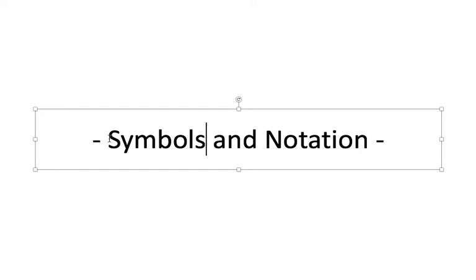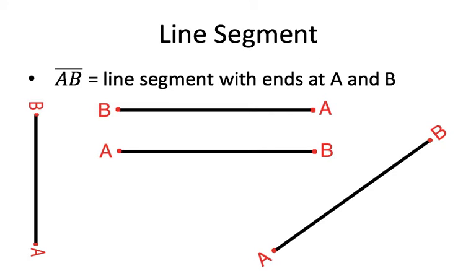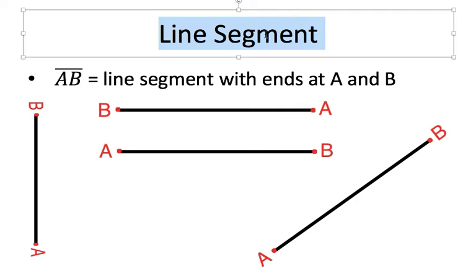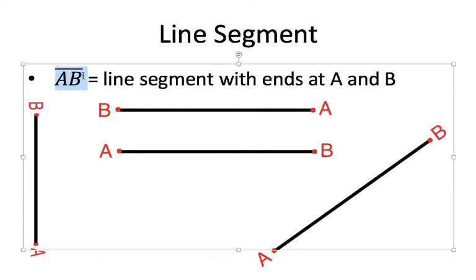This video is on common symbols and notations used in geometry. First, let's talk about line segments. A line segment is a piece of a line that has two endpoints. So if you were to put this symbol right here, the two letters with a line segment above it, this just means it is a piece of a line that goes from A to B.